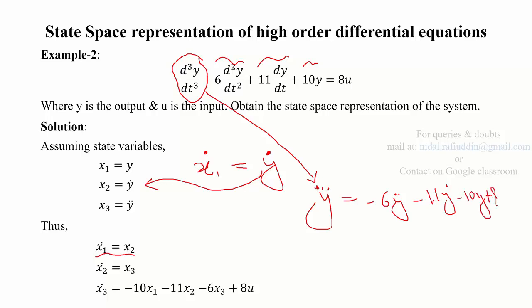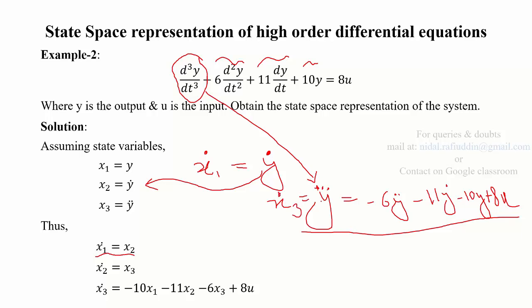Now since you assumed the state variables to be x1, x2, x3, this means that you are going to somehow obtain this equation in terms of the state variables or input only. And since y triple dot is nothing but x3 dot, since x3 is y double dot, then x3 dot will be equal to y triple dot, and this is equal to minus 6.